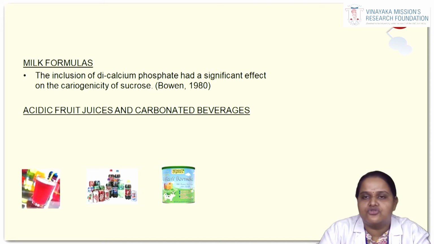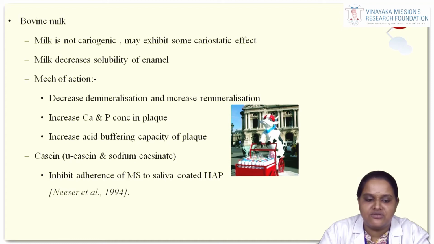Next is acidic fruit juices and carbonated beverages. Usually the acidic fruit juices decrease the salivary pH, making the salivary pH even more below the critical pH. That is, the salivary pH goes below 5.5, which increases the acidic content, leading to the caries process to occur in the oral cavity with the demineralization process.